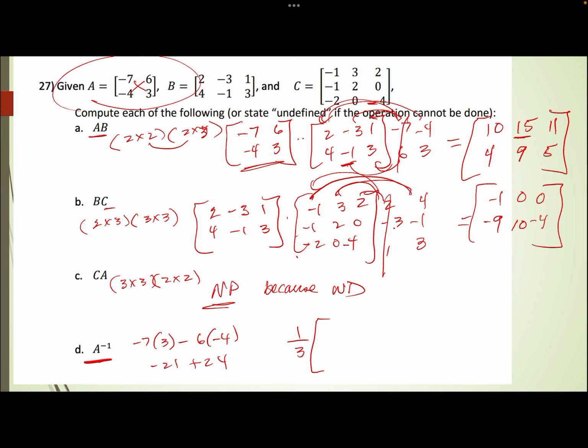And then I take the negative 7 and 3 and switch their places. And the 6 and negative 4 change signs. And you could leave it like that, or you could write it as 1 and negative 2 and 4/3 and negative 7/3. They're both the same thing. Either one is fine. And that's it for this review.